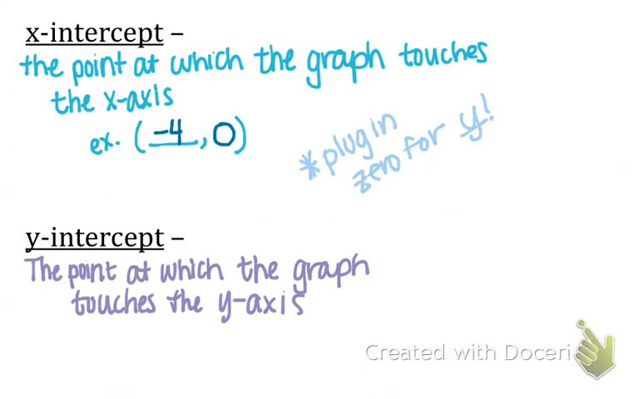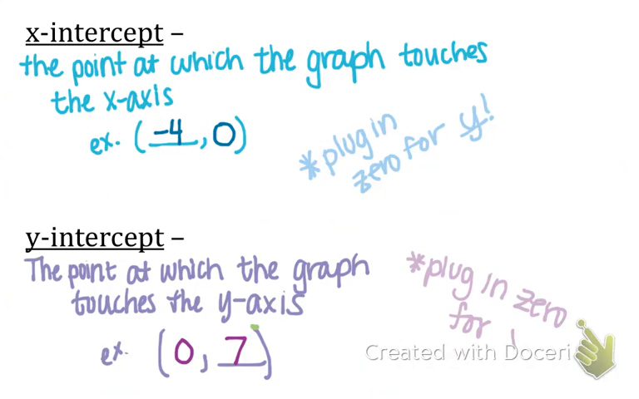So an example of a y-intercept might look something like (0, 7). Notice that the y value will be the y-intercept here, and in x we have 0. So that means when we're solving for the y-intercept, we are going to plug in 0 for x.